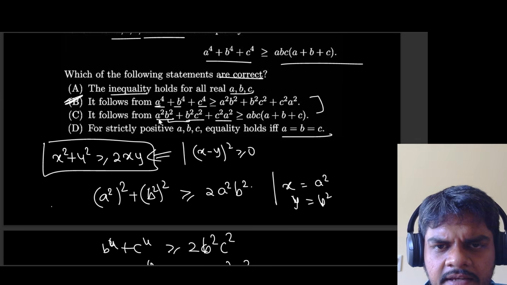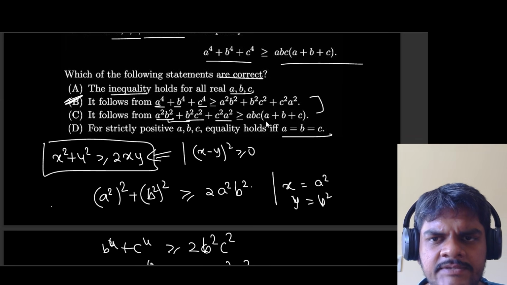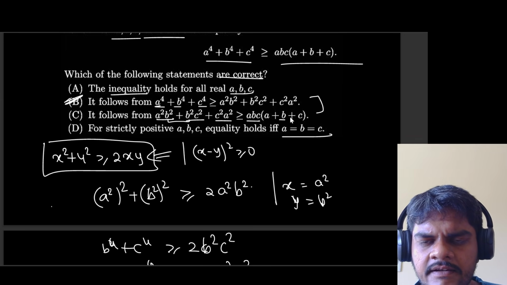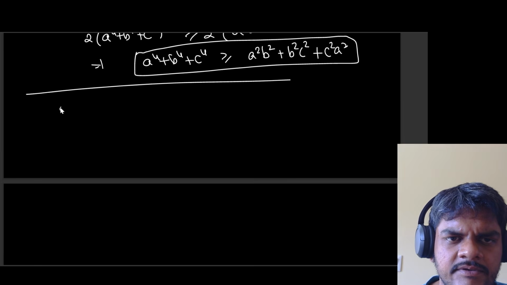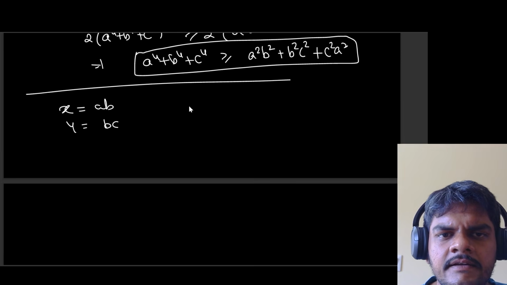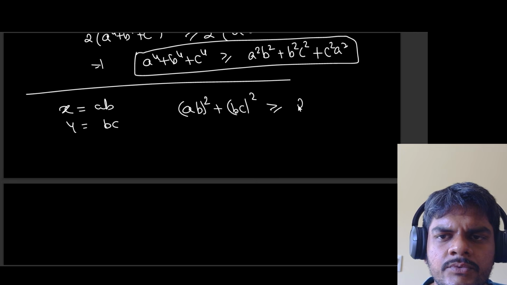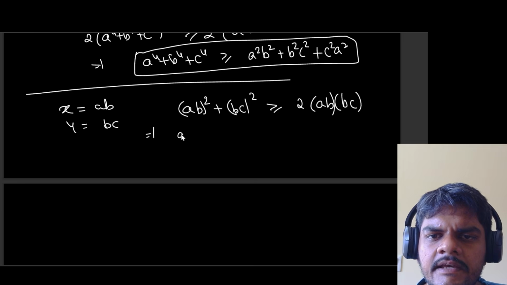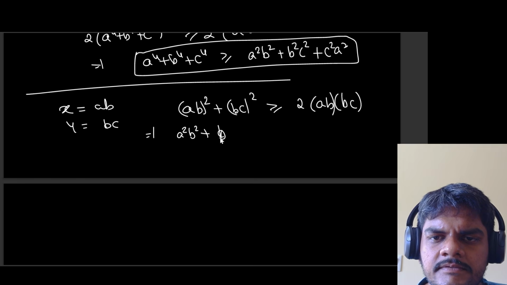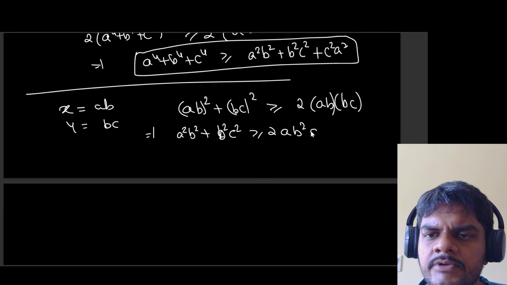I want you to see AB into BC will be AB square C, and that's what we are getting here. So I want you to observe that. So if I take x is equal to AB, y is equal to BC, I'll get AB square plus BC square is greater than or equal to 2 times AB into BC, right? So this will imply a square b square plus b square c square is greater than or equal to 2 times a b square c.